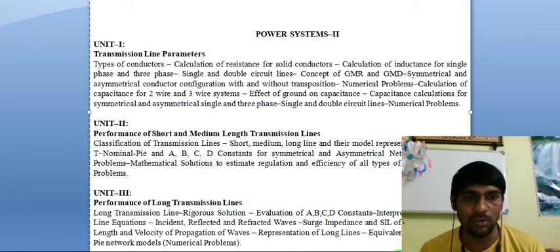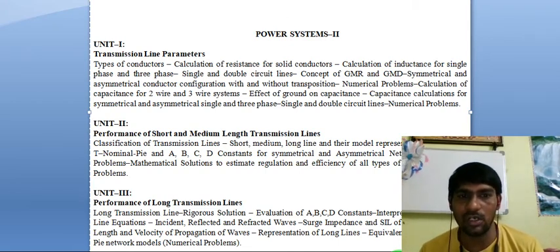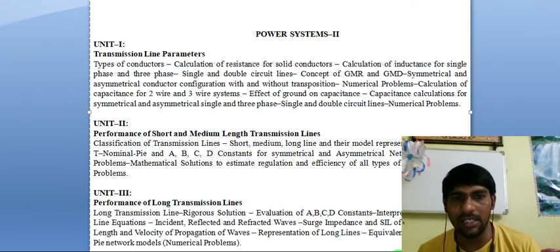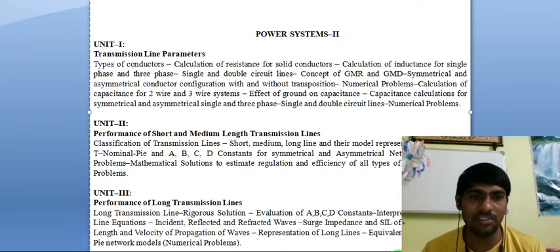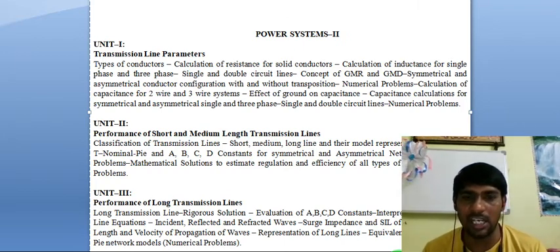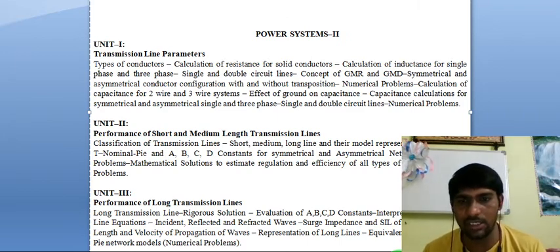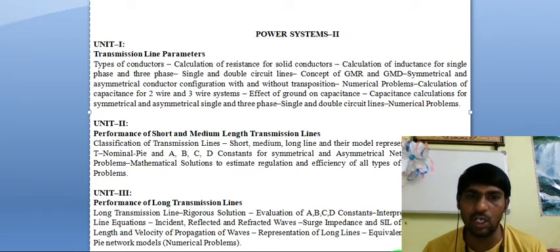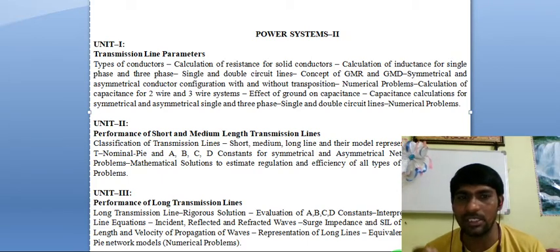Next, unit number 2, performance of short and medium length transmission lines. In this unit we completely focus on short transmission line and medium transmission line efficiency. The name gives the meaning: performance of the transmission lines. Performance means we need to calculate the efficiency and regulation of the particular short and medium transmission lines.